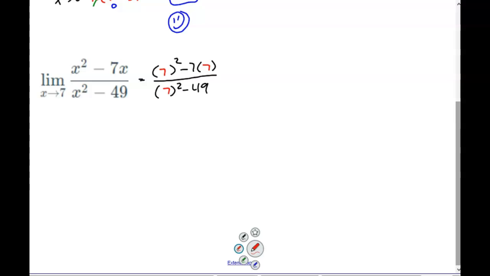Now you might already know, but I get 7 squared is 49, minus 7 times 7, which is 49. I get 0. On the bottom, I get 7 squared minus 49, I get 0. There's my indeterminate form. Shoot. Direct substitution doesn't work. So what we need to do then is factor the top and factor the bottom.